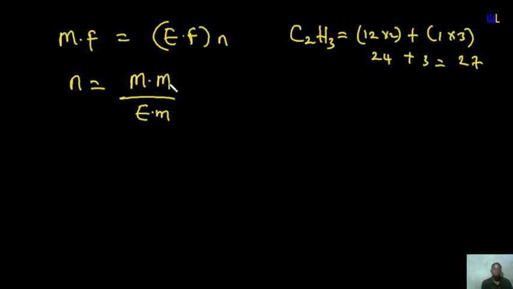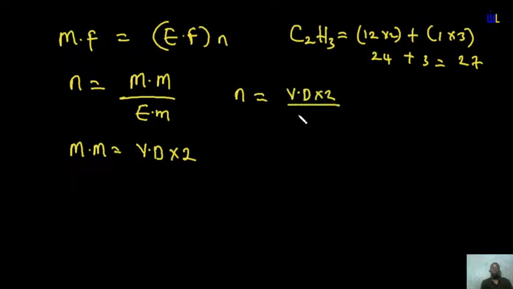The molar mass is most likely going to be given to you. Now, in a scenario where you are not given the molar mass, the other thing that can be given is vapor density. So what do you do with the vapor density? Molar mass is equal to vapor density multiplied by 2. So whenever you are asked to find N, if you don't have molar mass, N will be given as vapor density times 2, all divided by empirical mass. Or you simply find the molar mass by multiplying the vapor density by 2, and then divide it by the empirical mass.